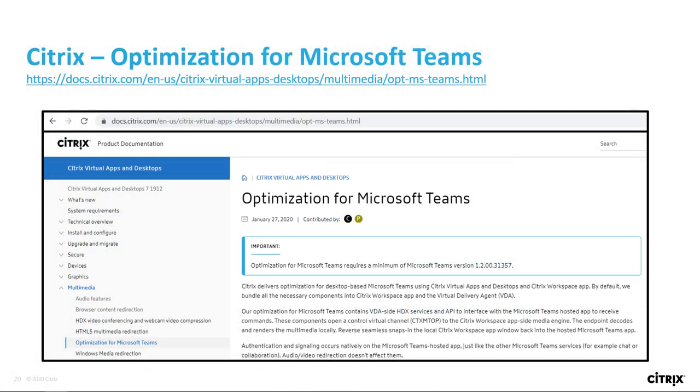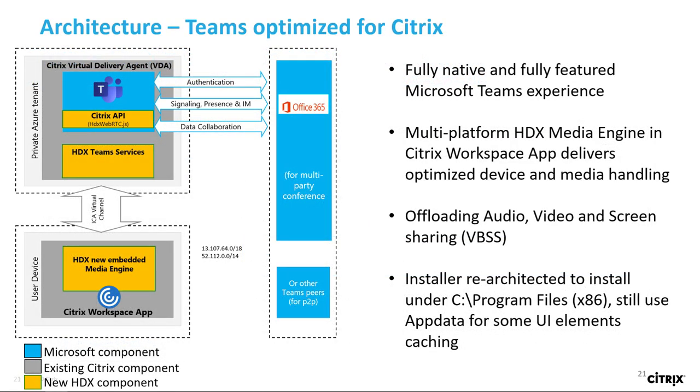Here you see a Citrix Docs page that provides more detail on how Teams is optimized on Citrix Virtual Apps and Desktops, including Citrix Managed Desktops. And now let's dive into the architecture of Teams optimized for Citrix. On the top of our diagram, we see the private Azure tenant where our VDA is hosted. On the bottom, we see our user device running Workspace app.